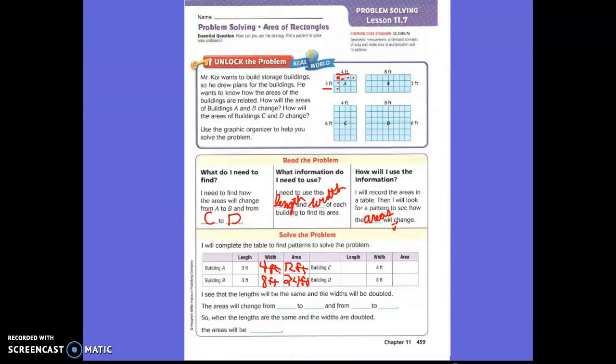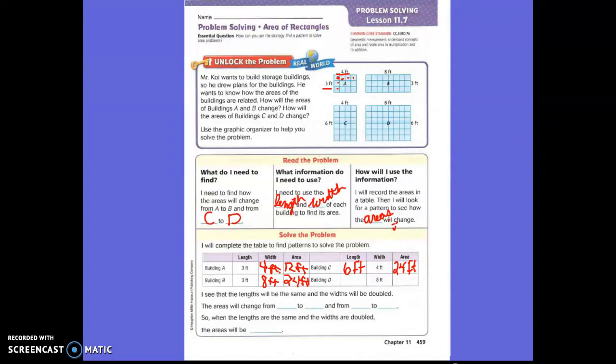Alright, let's go to building C. Building C, this time they didn't give you the length, they gave you the width. So let's do building C. Length is what? 6 feet. And the width is 4. What is 6 times 4? Everyone? 24. Thank you for waiting on me to ask for people before you shouted it out.